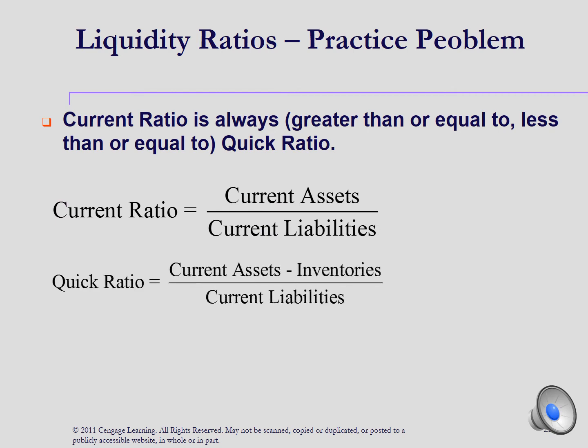By definition, the numerator in the current ratio is larger than the numerator in the quick ratio by the amount of inventories if the amount of inventories is not equal to 0. Therefore, current ratio is always greater than or equal to quick ratio.